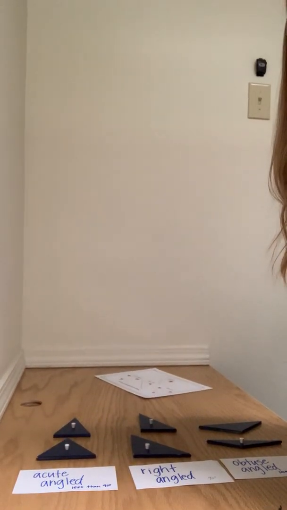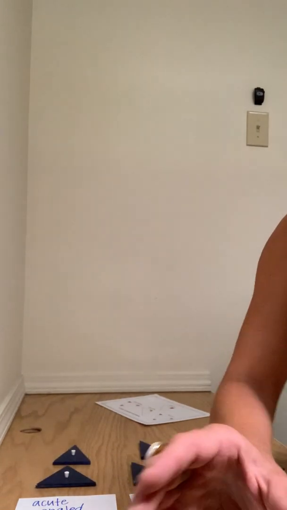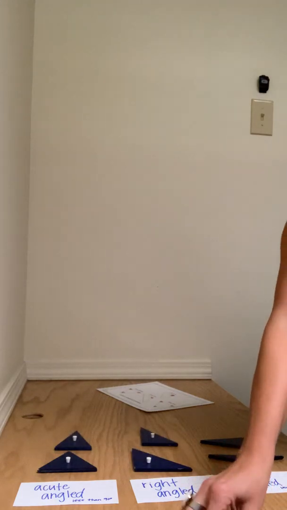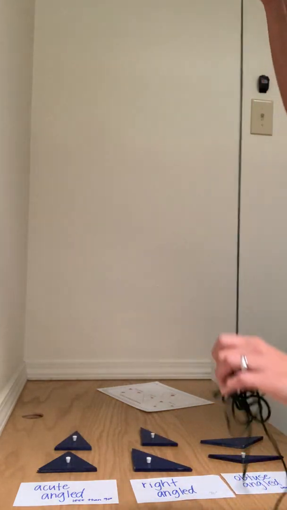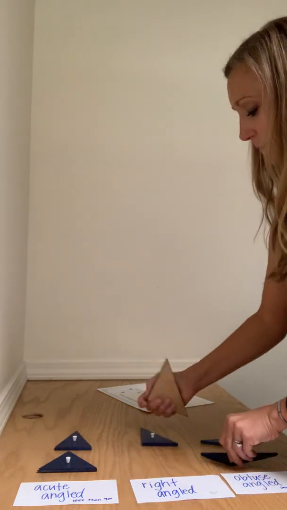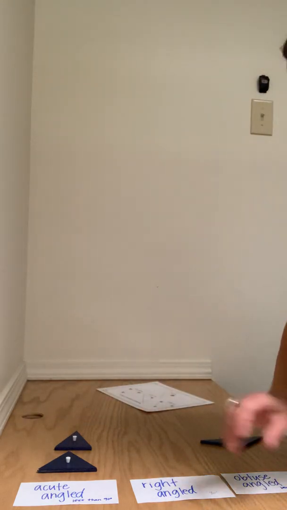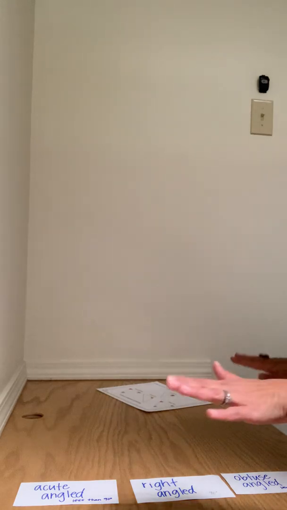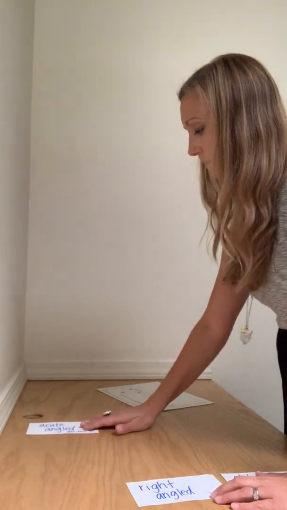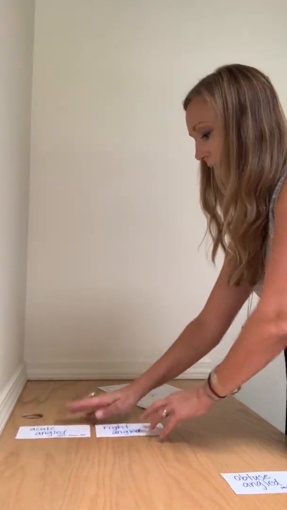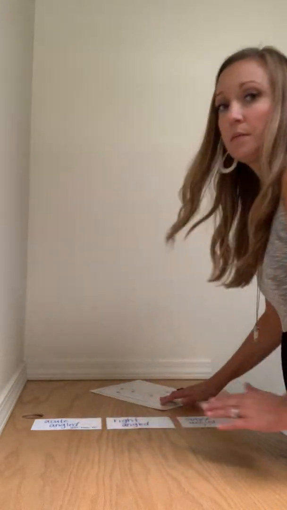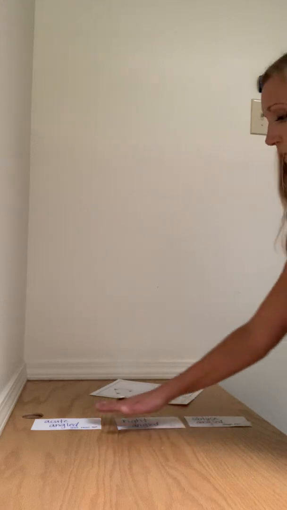So now what I'm going to do is we are going to make a little chart with some string. So I'm going to start over, put all my triangles away, and we need to do some classification. So acute angle, right angle, obtuse angle. I'm going to keep those here. Move them a little bit over.